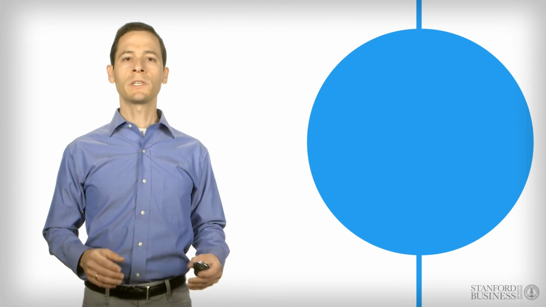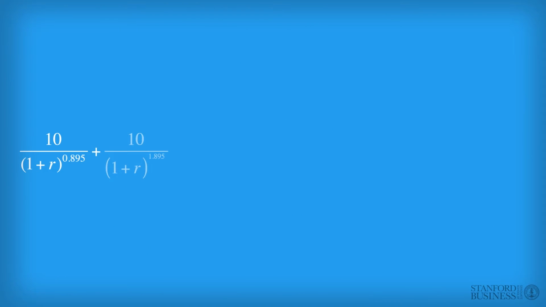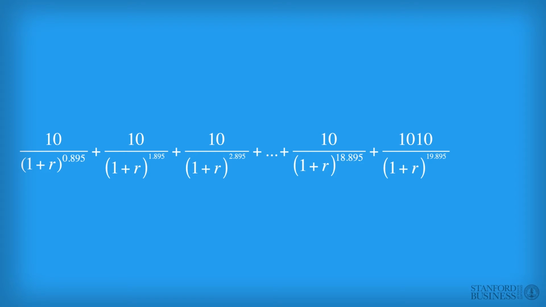So doing our discounting, 10 over 1 plus r to the 0.895, plus 10 over 1 plus r to the 1.895, and so on, where the last payment is 1,010 divided by 1 plus r to the 19.895. If we plug in the semi-annual yield, which is the 1.939% divided by 2, that's 0.969%, we find a price of $1,006.55. But wait a second.